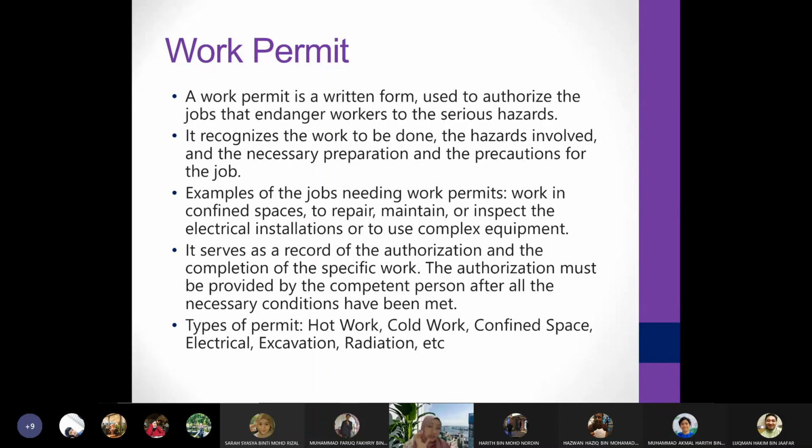And then there are many different types of permits. There's the hot work permit, there's the cold work permit, there is the confined space permit, electrical permit, excavation permit, radiation permit. There are so many different kinds of permits, very specific to the type of work that's being done.